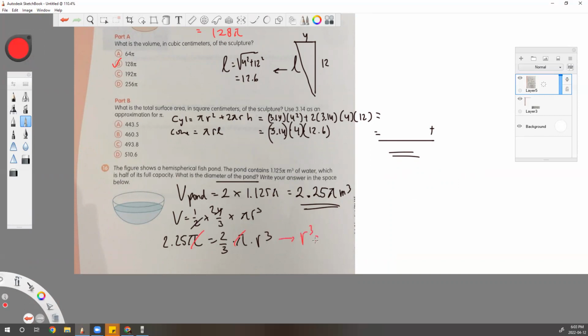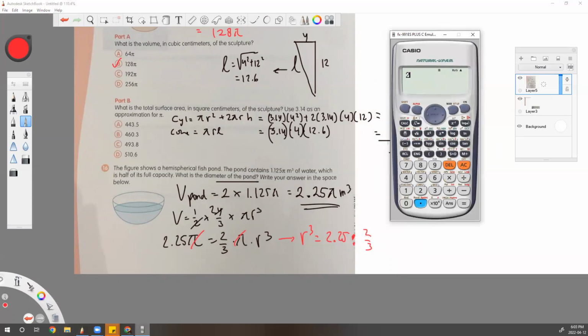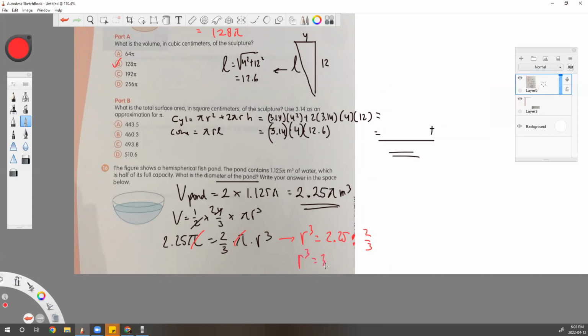And r cube equals 2.25 divided by 2/3, right? You divide by 2/3, and you will get the answer. 2.25 divided by 2/3. And you get 3.375, but it's still cube. It will give you the good answer.